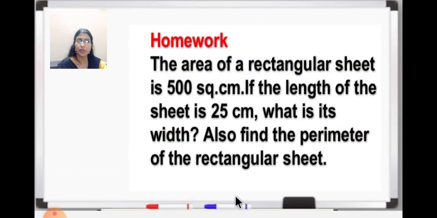Now children, this is your homework for today. The area of a rectangular sheet is 500 square centimeter. If the length of the sheet is 25 centimeter, what is its width? Width means you have to find out its breadth. Also find the perimeter of the rectangular sheet. So this question you will do in your maths notebook.